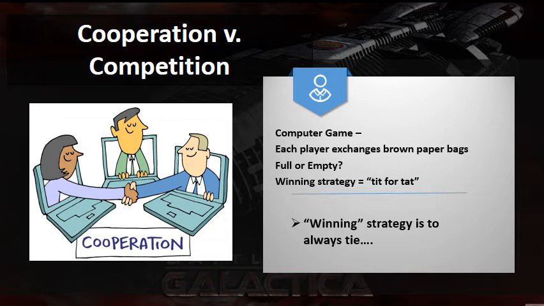You never beat the other guy, but you're playing all these opponents over and over and over again, millions of times, and you tie them millions of times, you win. The cooperative strategy wins. When you find an opponent that just wants to feed you full bags, you feed them full bags back, you will both win. When you get somebody who wants to screw you over and not give you anything, then you give them nothing back. You tie. That strategy wins. The strategy of cooperation always beats the strategy of competition in those situations. Okay?